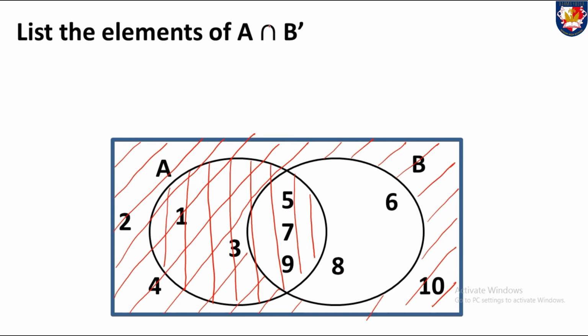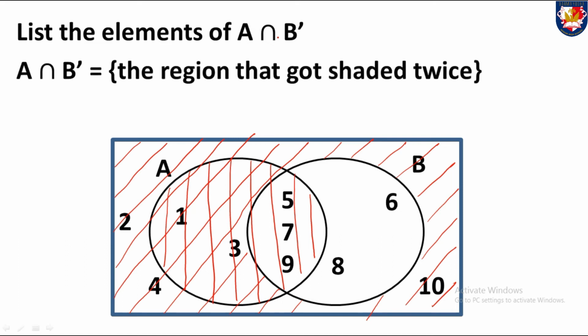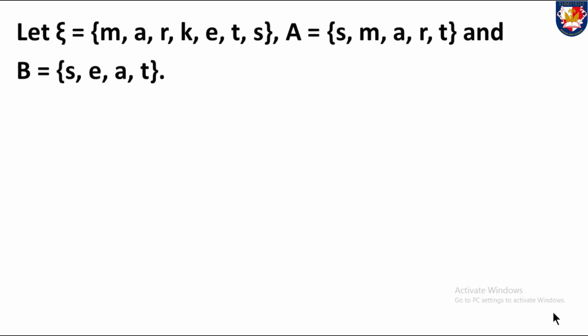Now, since we're talking about intersection, that means the region that got shaded twice. That's the region of A intersection B complement. As you can see here, this is the region or the area that got shaded twice. So the numbers inside this region are 1 and also 3. So the elements of A intersection B complement are 1 and 3, because these numbers are the only numbers that belong to this region.